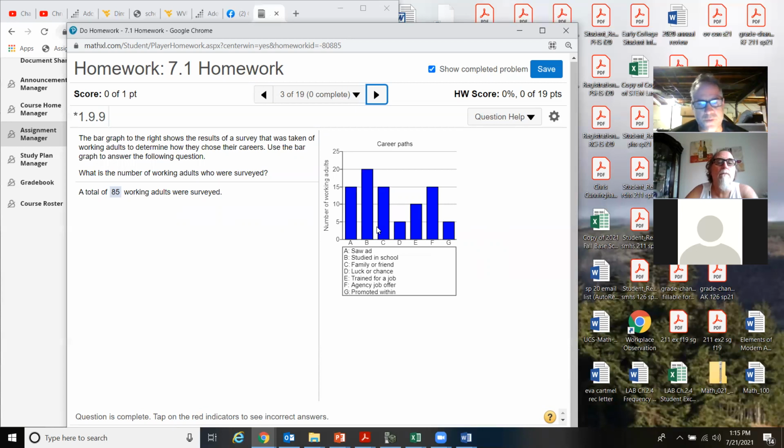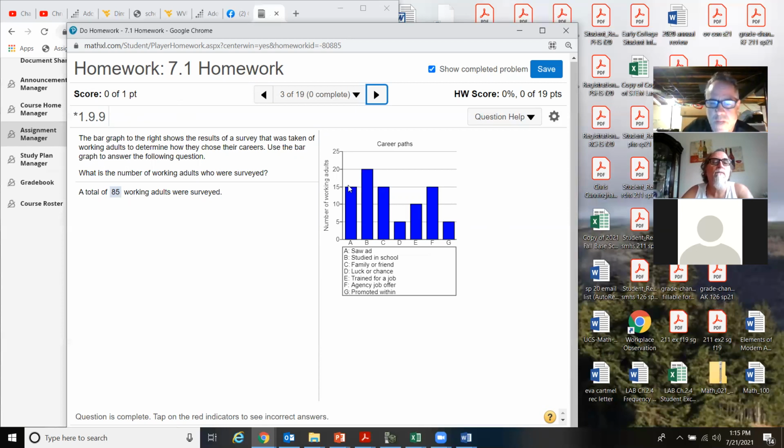It says the bar graph to the right shows the results of a survey that was taken of working adults to determine how they chose their careers. Use the bar graph to answer the following question. What was the number of working adults who were surveyed? Now you notice the answer is what? 85. All right, because I've already got the problem worked out. How do we get the answer?